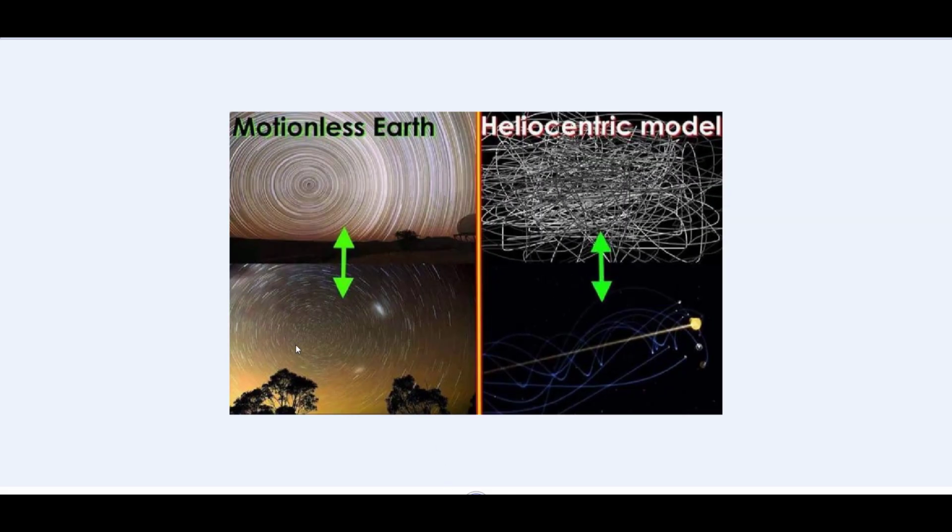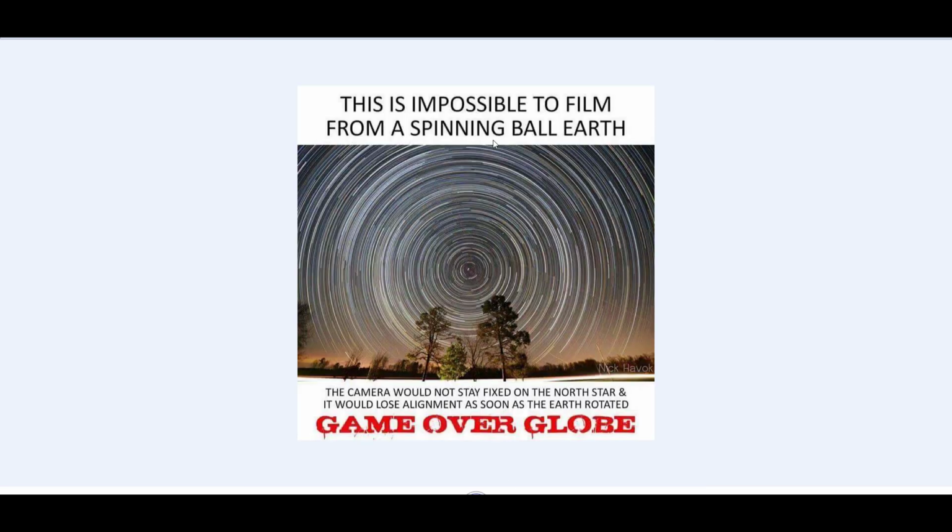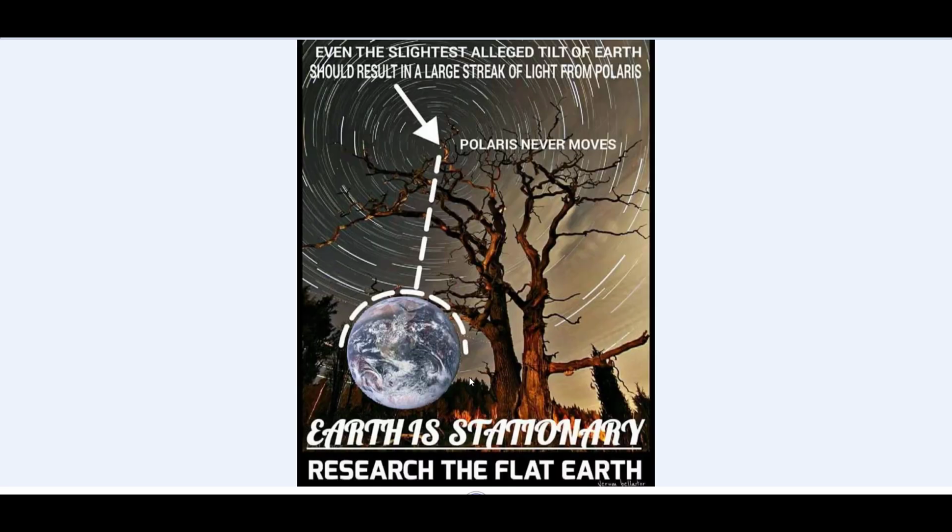Motionless Earth with Polaris in the center. And then you have this heliocentric model, which is just theory on computer graphics. So the real world nature versus fantasy on computer graphics. If you think this is real, we've seen it before, this is impossible to film from a spinning ball Earth. This is only possible on a motionless flat plane. The camera would not stay fixed on the North Star and it would lose alignment as soon as the Earth rotated. So game over for the globe.